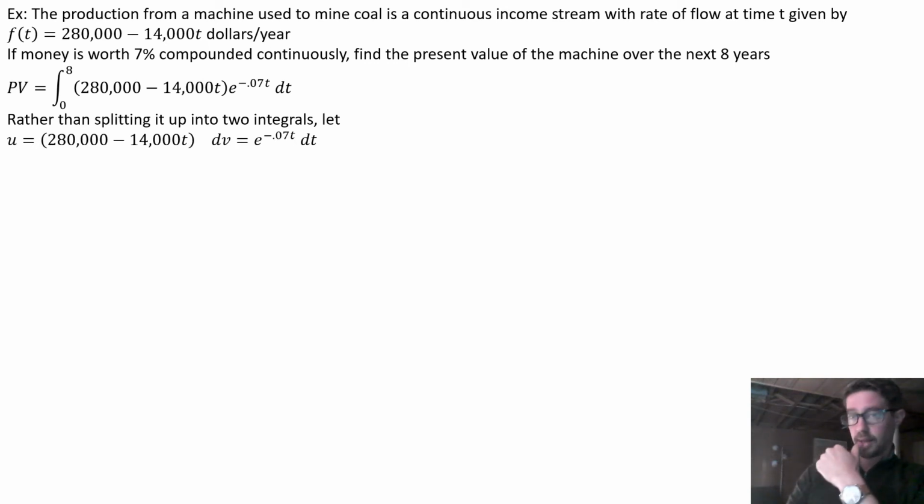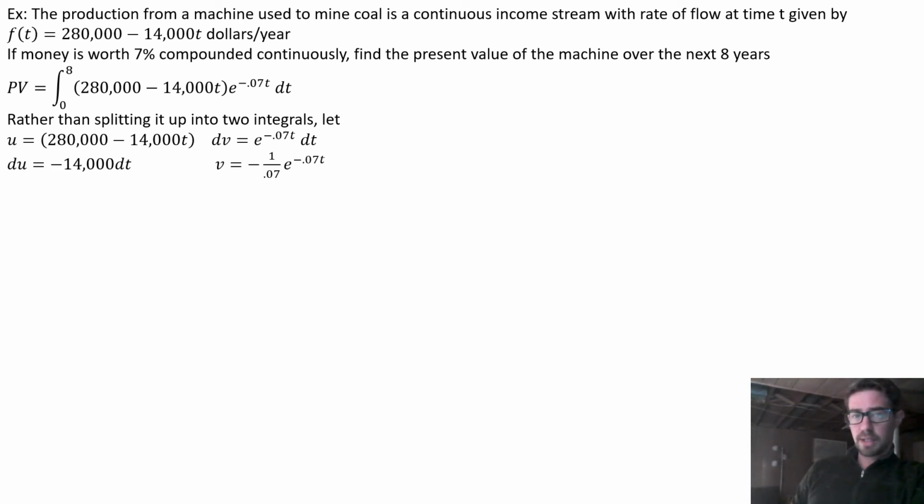Like that. Now, could you do it the other way? Yes, I think it's more work. It's not easy either way. Okay, so du is going to be just negative 14,000 dt, right? And then v, so we have to integrate e to the negative 0.07 t, and I think we've done this enough that we know that all that's going to happen is there's going to be a 1 over negative 0.07 in there.